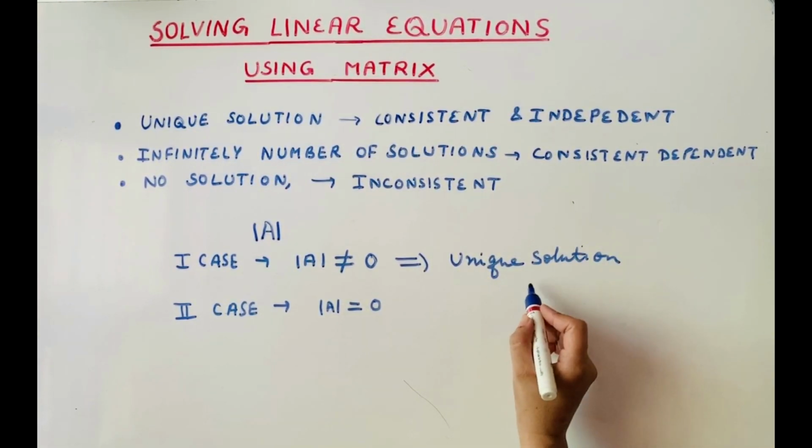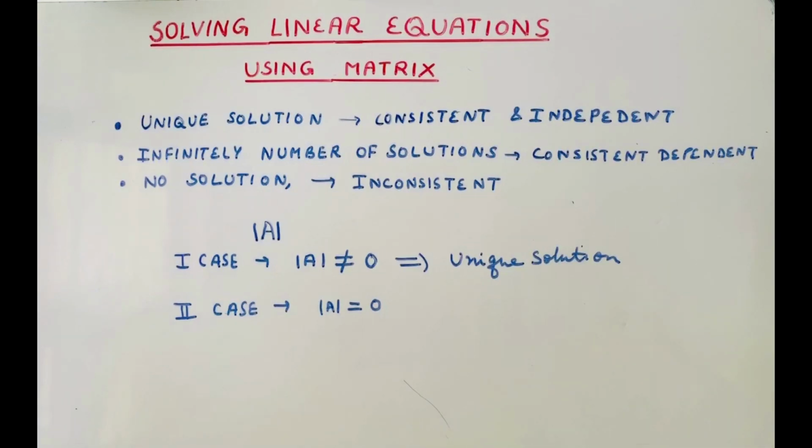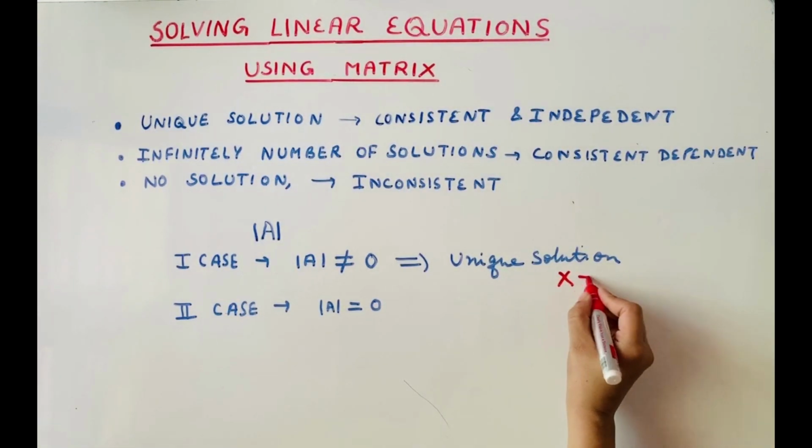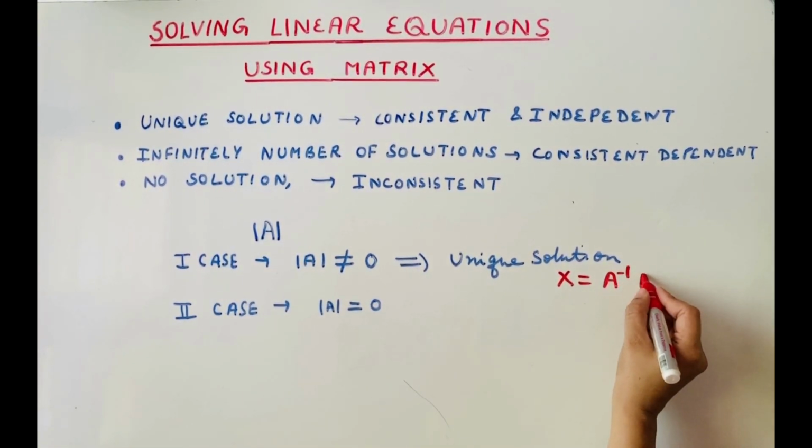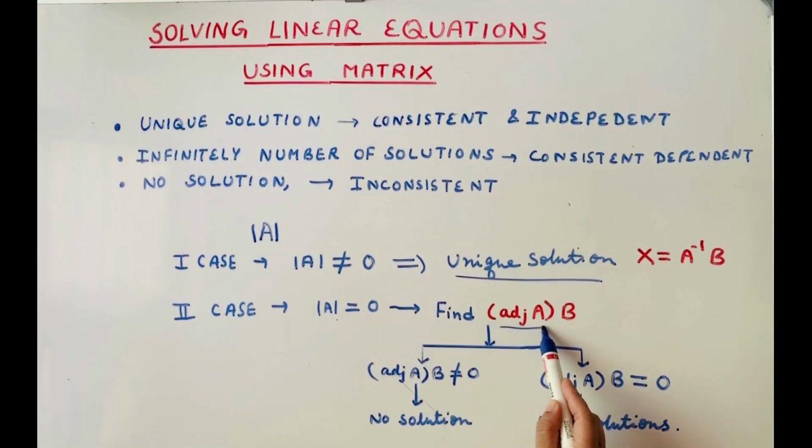And from where will you get the unique solution? That unique solution you will get from x = A inverse B. Find the adjoint of A times B. So first you have to find the adjoint of A. If it doesn't have any solution, then no solution exists for that system. And if the adjoint of A times B comes equal to 0, then the system will have many solutions. So now we will see the example.